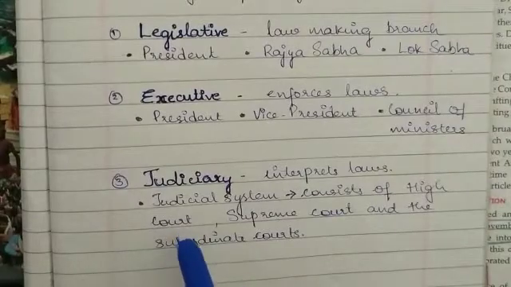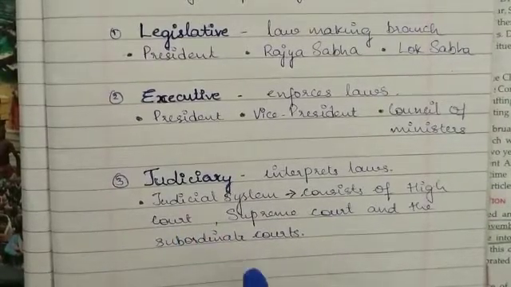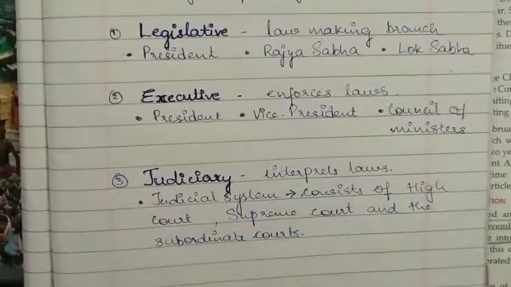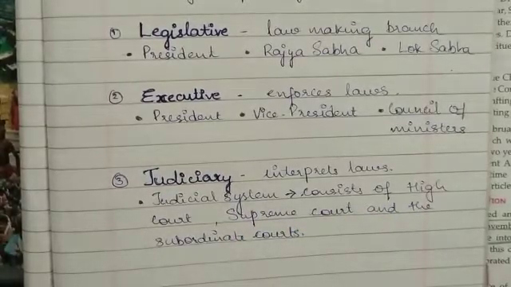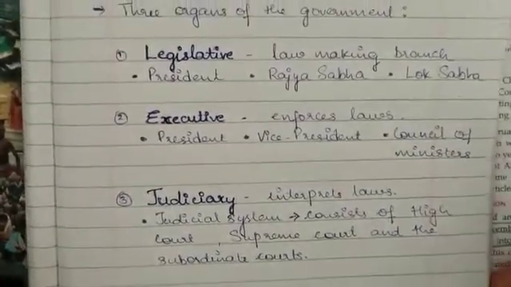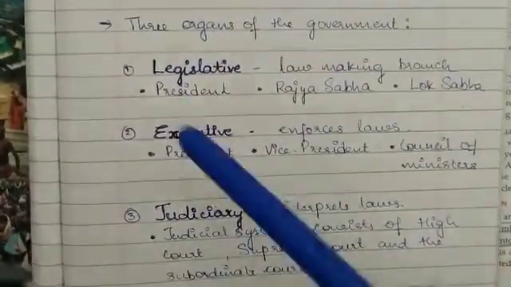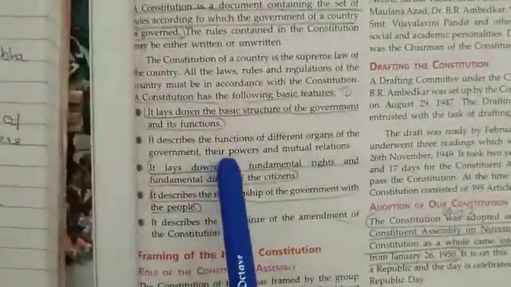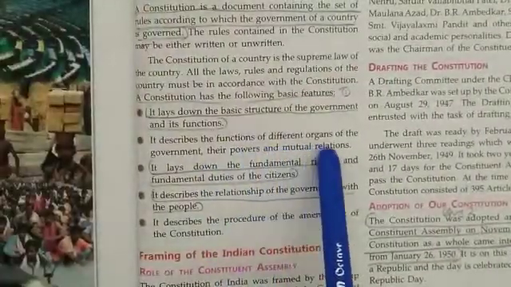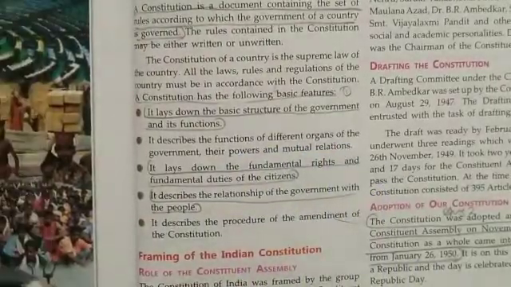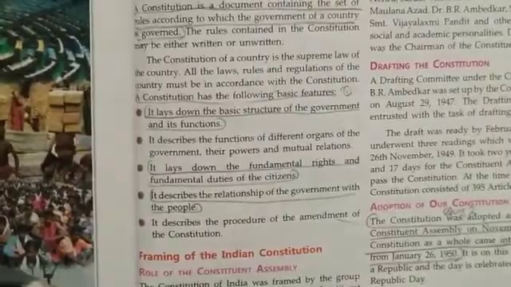And in the judiciary branch, there is a judicial system. Now the judicial system consists of the High Court, the Supreme Court and the subordinate court. So these are the three organs of the government. This is the structure of the government. So the constitution describes the functions of these different organs of the government and their powers, and also the relation that they have, their mutual relations.